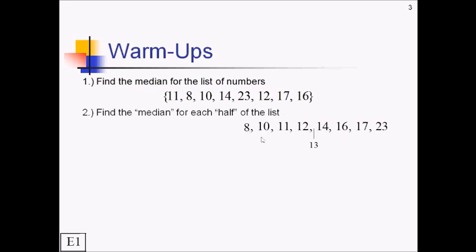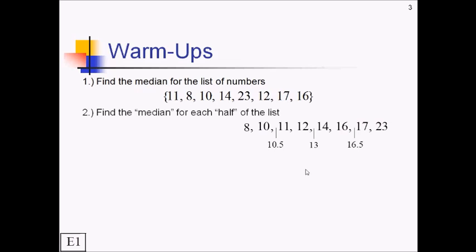So for the first half, that's under the median of 13, what's the median of just this half of the data? What's the median of this second half of the data? Pause the video and see if you can figure it out. All right, so for this first half, we're just looking at these first 4 numbers. Halfway between the 10 and the 11, we have a 10.5. Over here, we're halfway between the 16 and the 17, giving us 16.5.